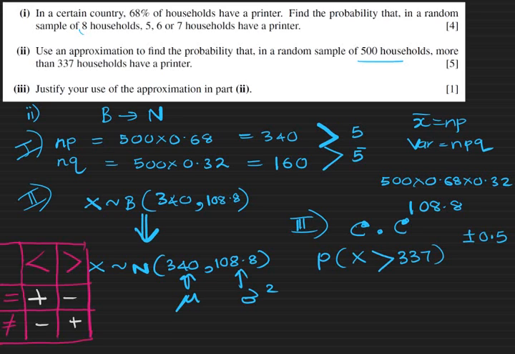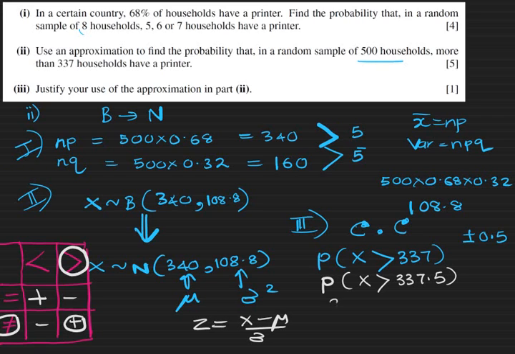You can decide this from the table. You can remember this table; it's a very easy way to get the decimal answer. Now here we have greater than and not equal. That means we select this column and not the equal column, so we get plus. Therefore we have to calculate P(X greater than 337.5). After that you can apply z equals x minus mu divided by sigma. Therefore z is greater than 337.5 minus 340 divided by the square root of 108.8.